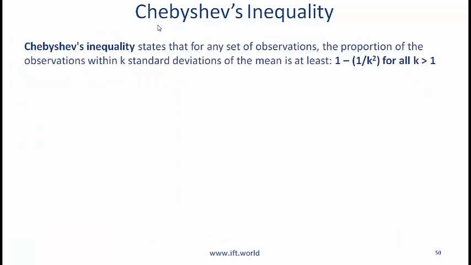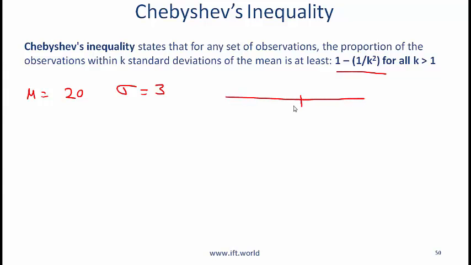Let us now talk about Chebyshev's inequality, which essentially states that for any set of observations, the proportion of the observations within k standard deviations of the mean is at least 1 minus 1 over k squared for all k greater than 1. To understand this concept, let's say you have the following data. You have mean equal to 20 and let's say that the standard deviation is equal to 3. We want to find out what percentage of the data must reside between two standard deviations from the mean.